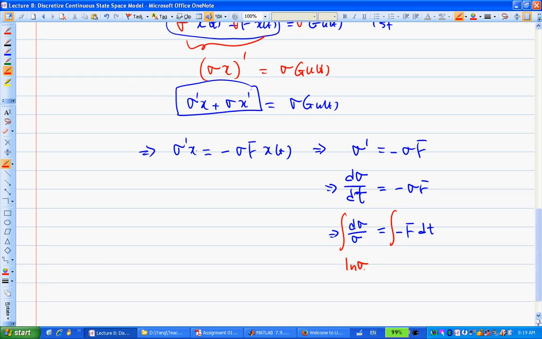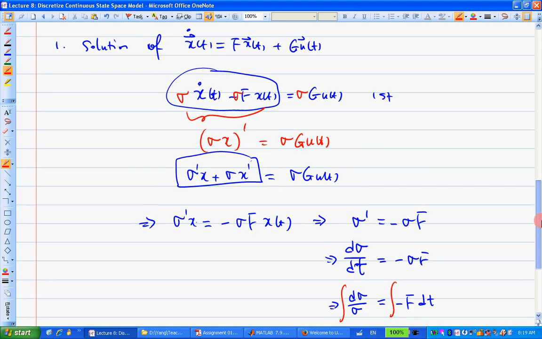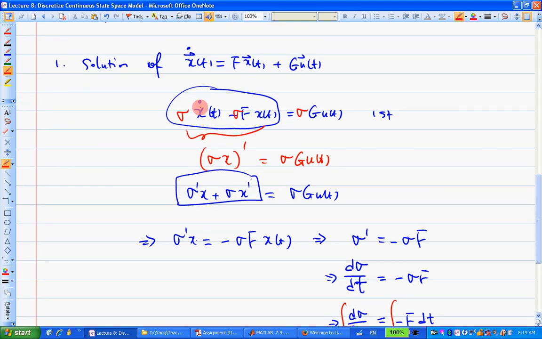Here you get ln sigma, and here f is a constant, so what do we get? Negative f t. Technically, you should add a constant here, but I'll skip that constant. So what's the solution for sigma now? You take the exponential of both sides. The solution is e to the power negative f t. That's the integrating factor. I derived all of this based on the simple first-order differential equation.